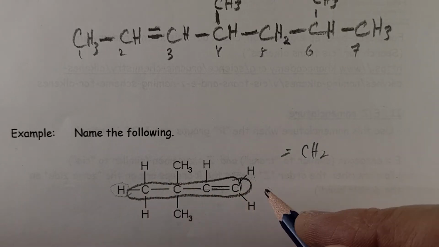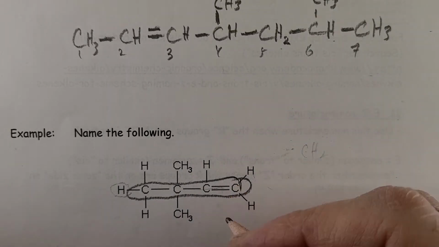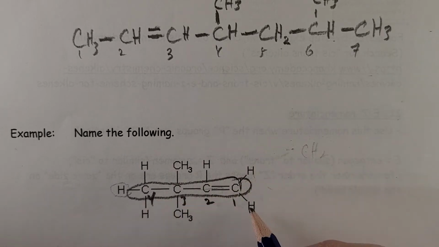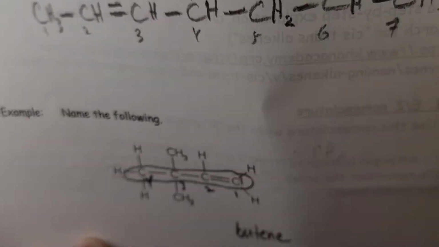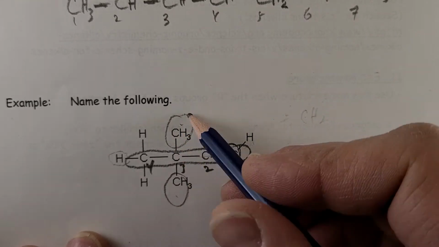It is 4. And again, I start numbering in the direction that gets me to the double bond the quickest. So 1, 2, 3, 4. And 1, 2, 3, 4 carbons is but. There's only 1 double bond, so it's just butene. And what else do I have going on? I have at position 3, I have methyl and methyl.